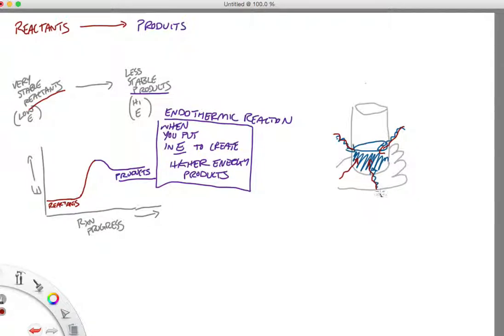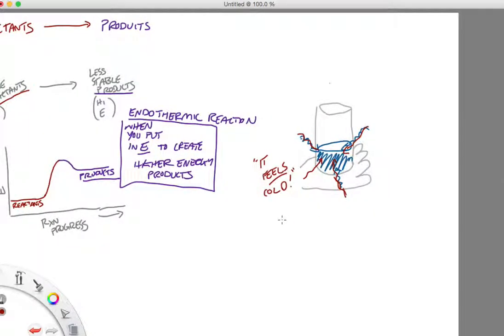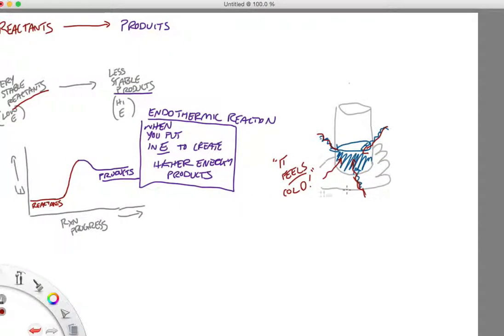So this kind of reaction feels like something to you. If you're losing your heat, what does it feel like to you? You say, it feels cold. That's the way we kind of express ourselves in our common everyday language. But what's really going on here is that this reaction is taking your heat to create its products. That's an endothermic reaction.